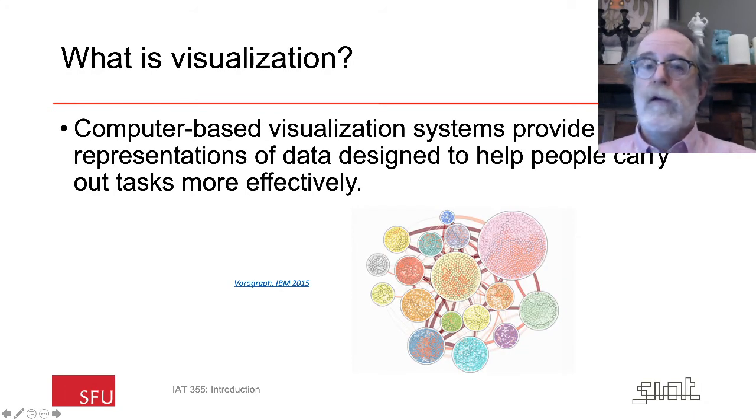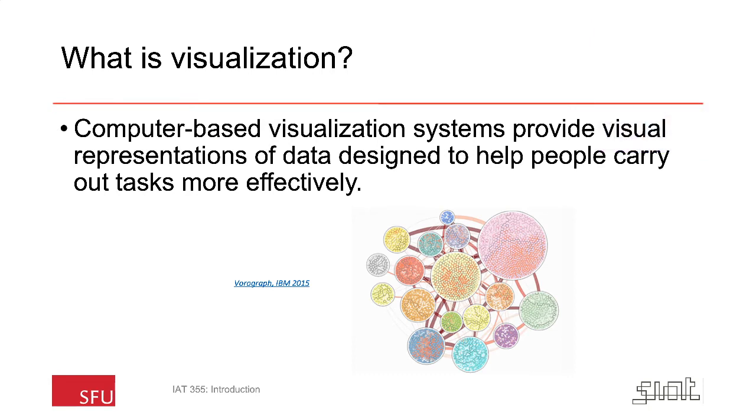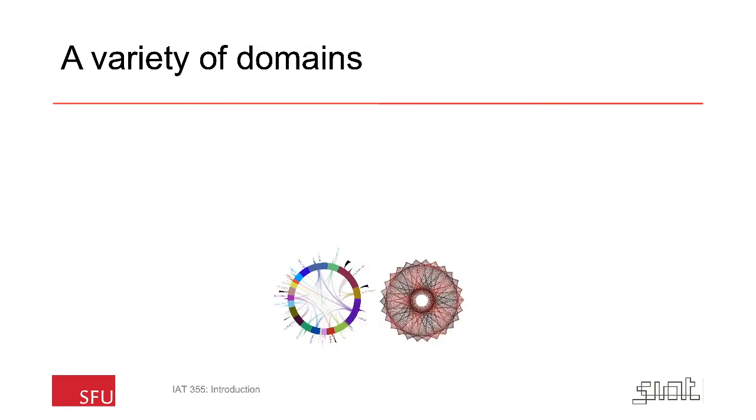So what is visualization? Visualization is a computer-based system for the purposes of creating visual representations of data designed to help people carry out tasks more effectively. It's a general definition of what we're on about, but the purpose here is to use computer systems that generate pictures for the purposes of helping users analyze the data that they see. And this is done in a variety of domains.